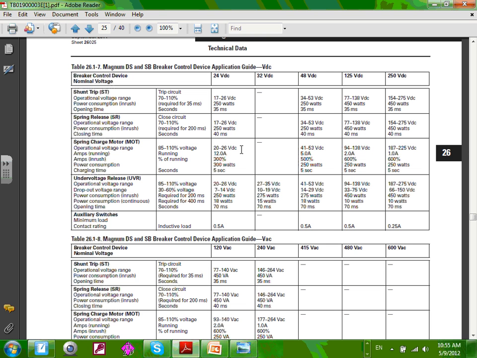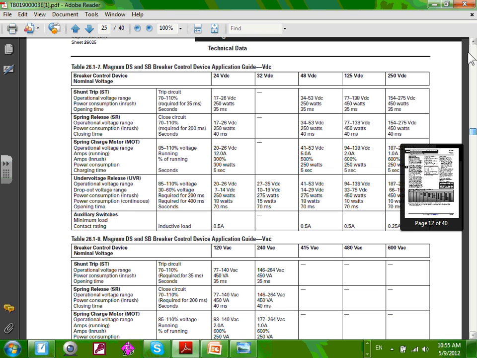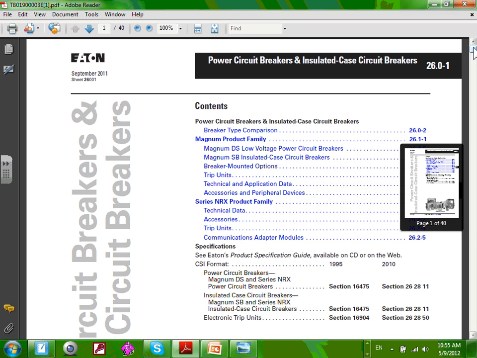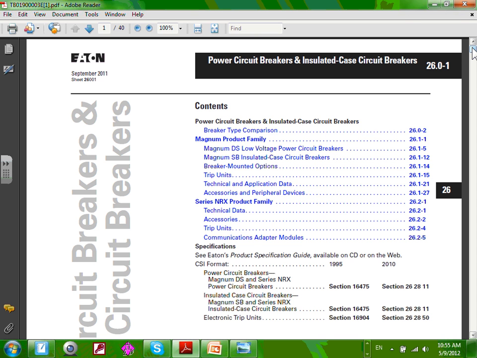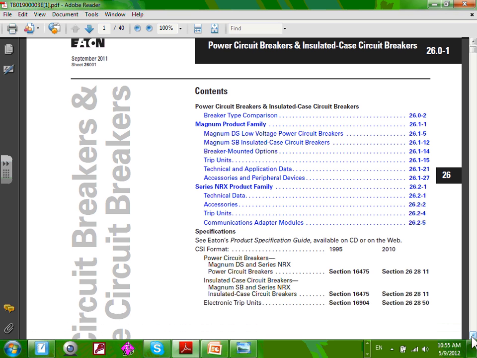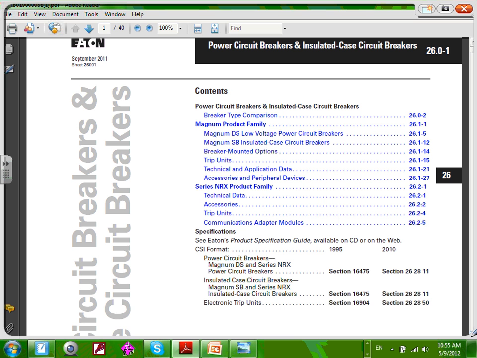Could you please go to, this information should be from Cutler-Hammer circuit breakers. This should be section 26. Can you guys go to section 26 in the book that you have, please? Section 26. When you go to section 26, it says Magnum product. They have DS low voltage. I don't know if you guys can see it. These are power circuit breakers and insulated case circuit breakers. Insulated case circuit breakers, these are what we were just talking about.